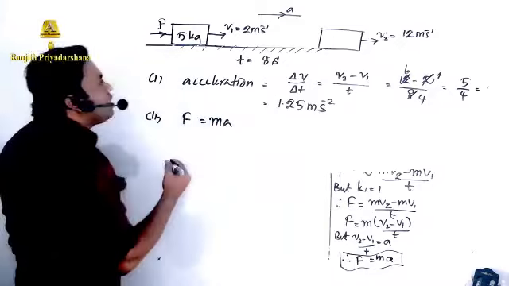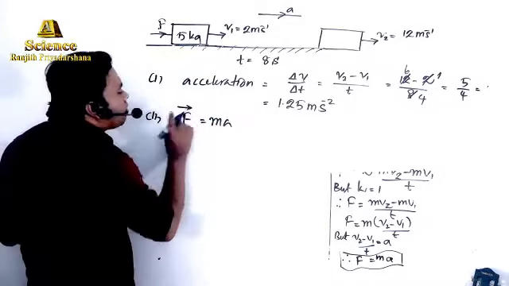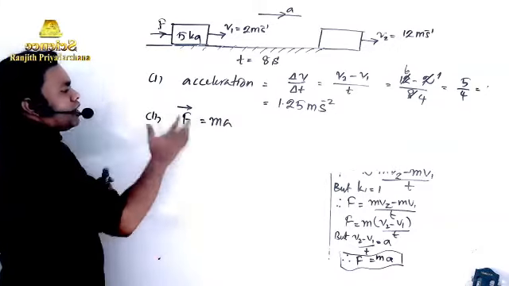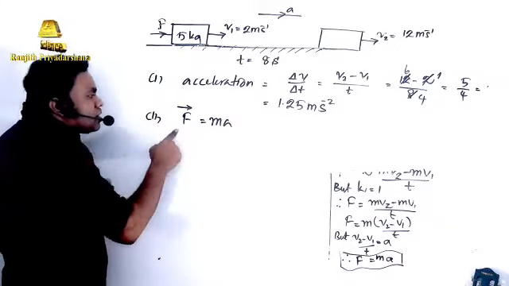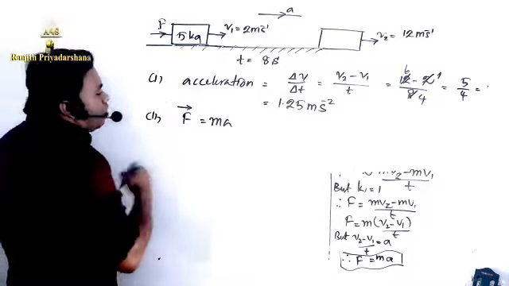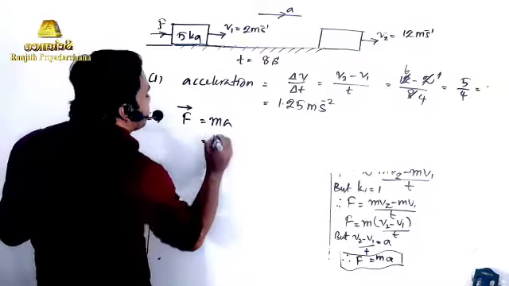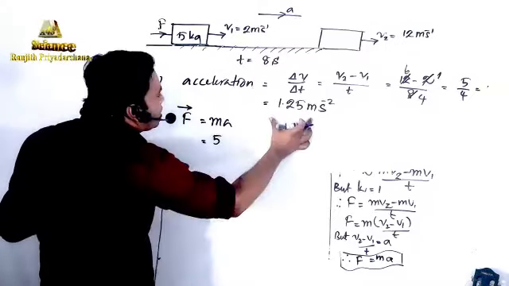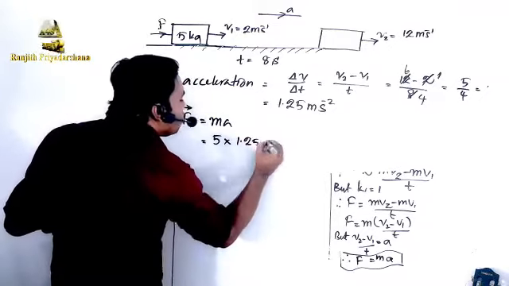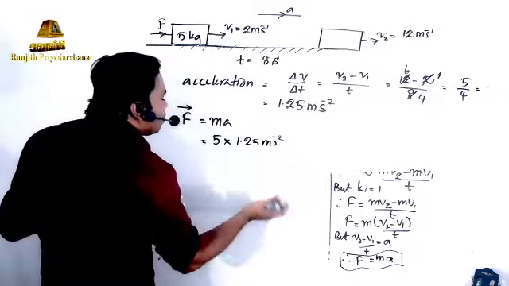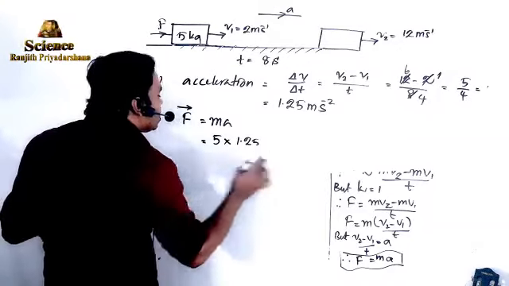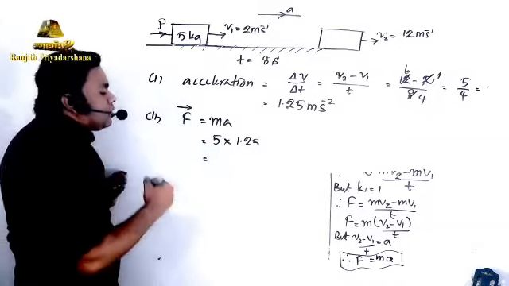But when you apply this F equals ma, you have to apply it in the direction of the motion. If this value turns out negative, it means the force is exerted in the opposite direction. Now the mass of this object is 5 and the acceleration we have already calculated as 1.25 meters per square second. But in physics, we do not put units in middle steps. We put them only in the final step.